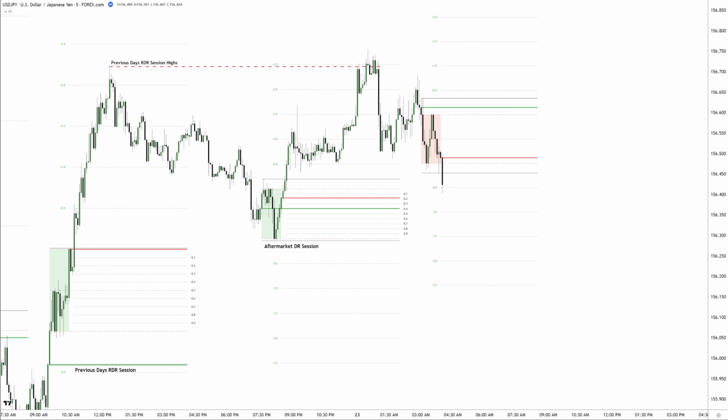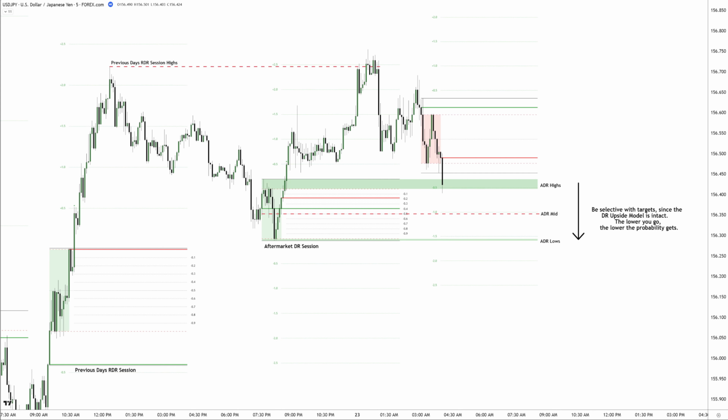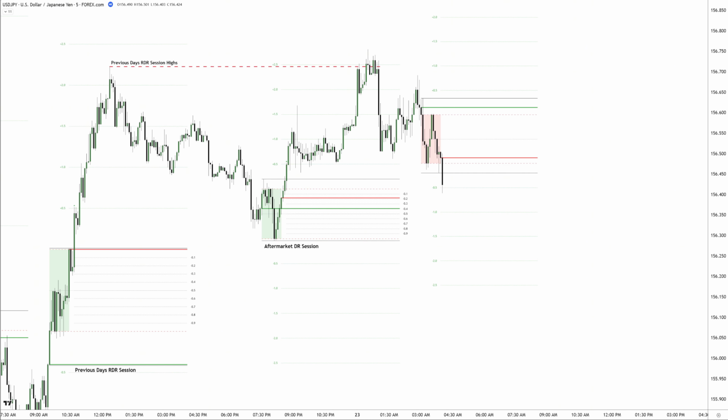A short trade in this scenario would be against the potential DR upside model, instead anticipating a DR range expansion model, where price takes out the aftermarket DR lows. Since the aftermarket DR highs had already been touched, target selection had to be precise. The lower the target, the lower the probability of success, given that the DR upside model was technically still intact. Reasonable targets included the +1 standard deviation level, which aligned with the aftermarket DR mid, and the 1.5 standard deviation level, positioned slightly above the aftermarket DR lows.